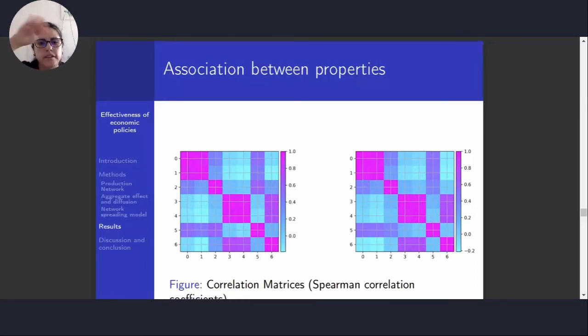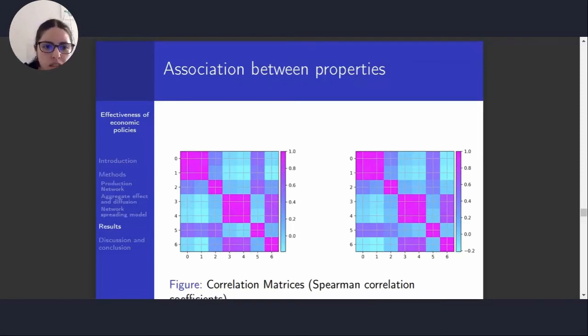So we can see if there is any pairwise relationship between these macroeconomic variables and some network properties, and whether this relationship changes through time, because on the left side of the slide we have the matrix for 2008, and on the other side, the matrix for 2012. Both matrices are pretty much similar. Obviously, this bright pink color is because the correlation between a variable and itself is one, so it's brighter.